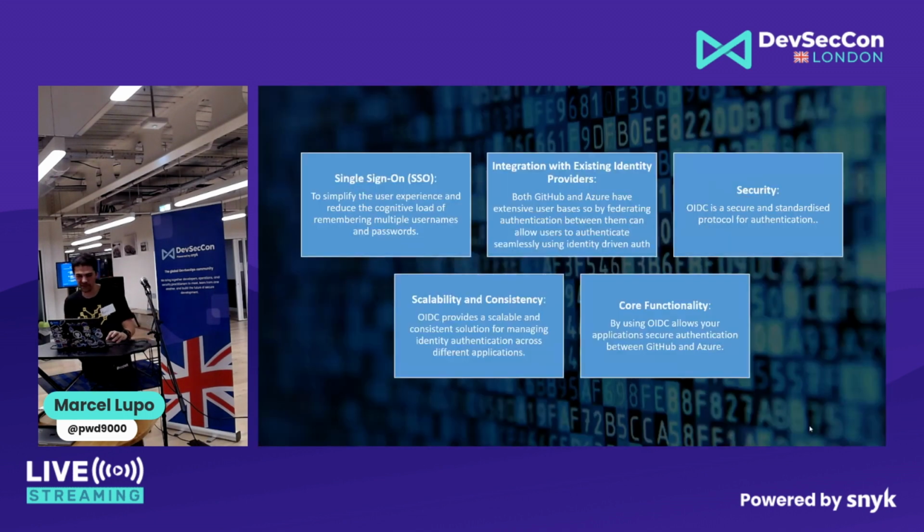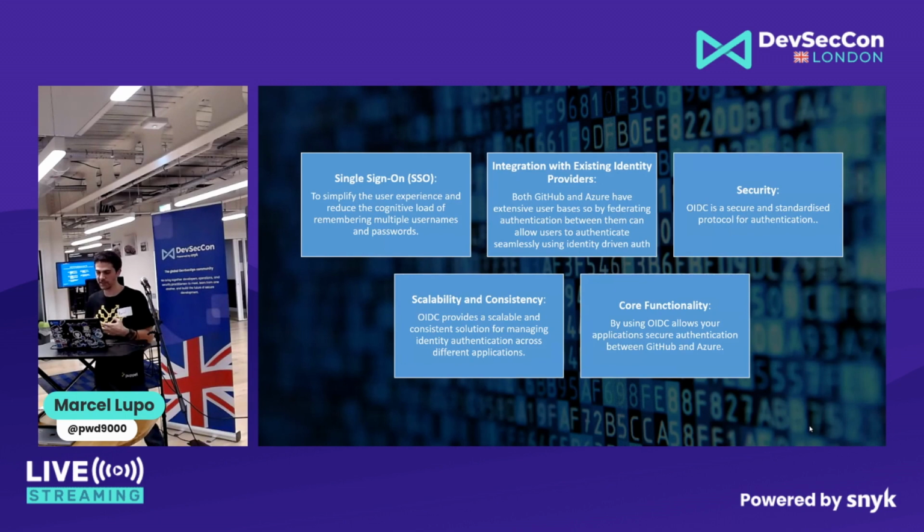So what are the benefits of using OpenID Connect with Azure? It offers single sign-on, which simplifies the user experience and reduces the workload of remembering usernames and passwords. It also integrates quite easily with providers such as GitHub and Azure. Like I said, very recently they introduced that into Azure DevOps, that identity that you can federate between the two systems. It's a standardized protocol for authentication. It's quite scalable, and the core functionality is to secure the authentication between the two systems, between the two ecosystems.